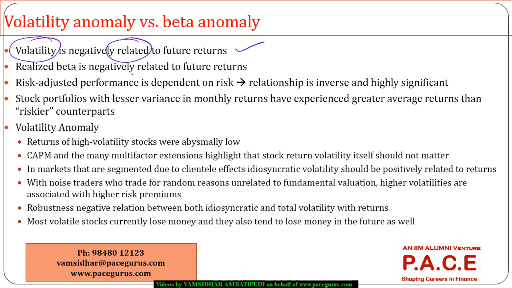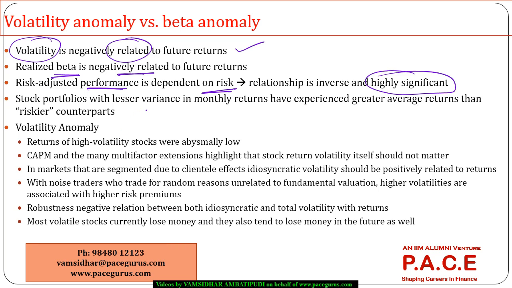In the same way, beta also, the realized beta, the historical beta, is again negatively related to future return. That has been the observation from the historical data. So when we are talking about risk adjusted performance, it is dependent on risk. If the risk is lower, the risk adjusted performance is expected to be higher, and vice versa. The higher the risk, the lower the risk adjusted performance is expected to be, and this difference is very highly significant.